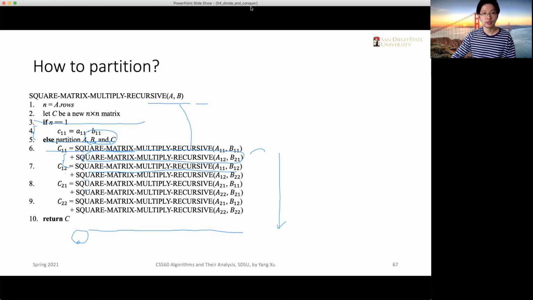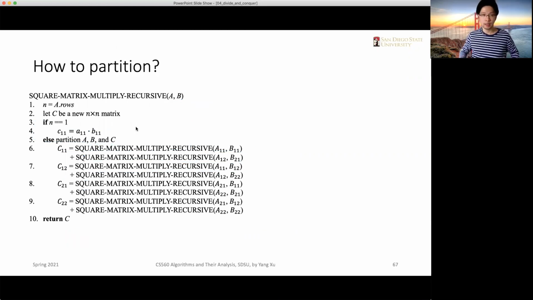So there's a technical detail about how to partition the matrices. This is important when we want to analyze the running time of this divide and conquer algorithm, because we need to estimate how much time it's going to cost us if we wish to divide the matrices. Those divide matrices operations do not come at no cost. They all have some additional computation that comes along.